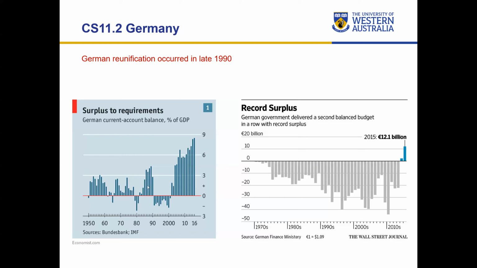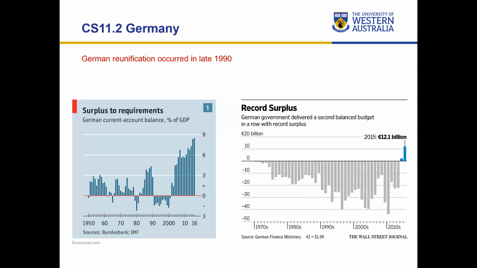Well, the answer is, in 1990, it was the reunification of West and East Germany. That occurred in late 1990. So it's no coincidence that this substantial, I guess, political and economic event swung the current account balance from surplus into deficit. So for that to occur, the S minus I line must have shifted to the left.